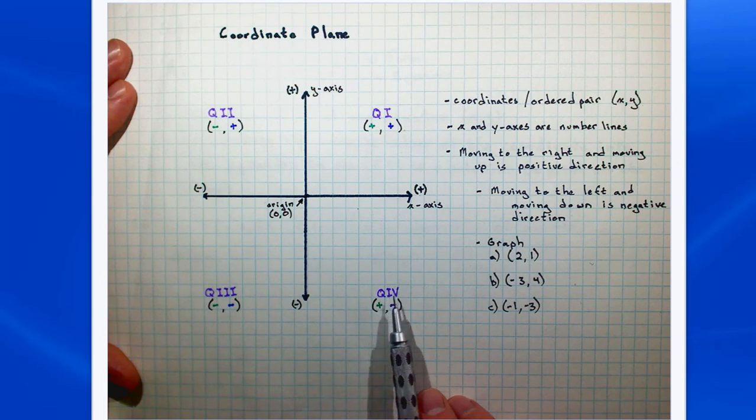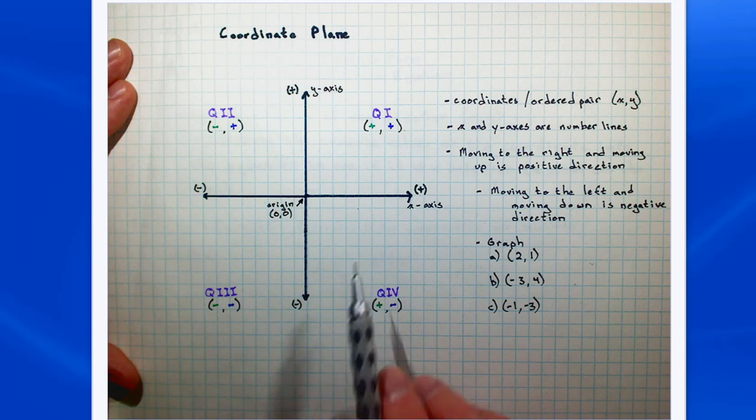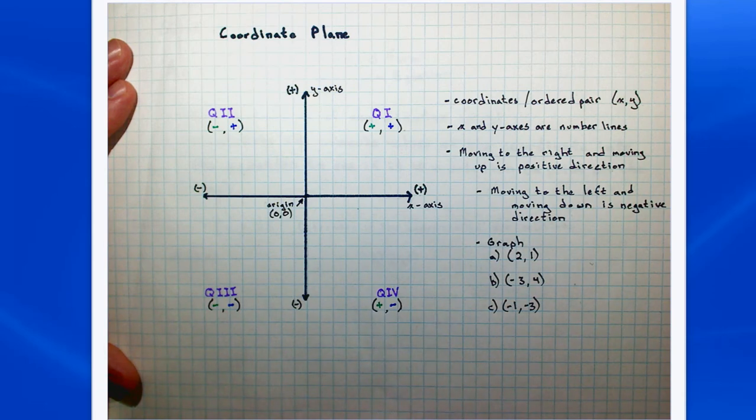It is good to critically think about where your coordinate is supposed to be before you ever plot it. It's a good check once you get your coordinate written down. Does that make sense? Are my signs correct for my x and y value?